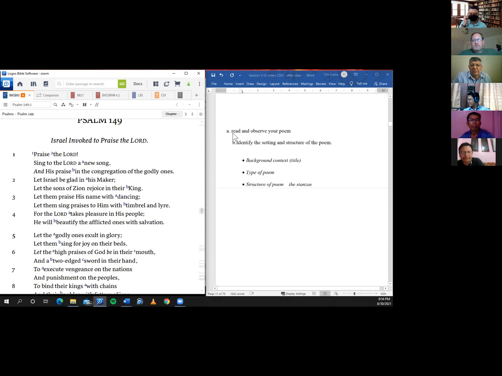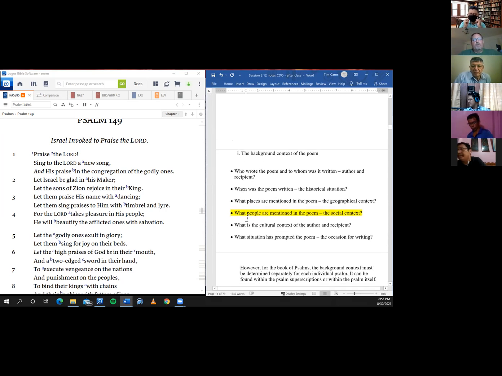So, first, read and observe the poem. Second, we're in the step, identify the structure and the setting, okay? And that is done through doing these three things. Looking at the background context, right? That gives us the setting of the poem.